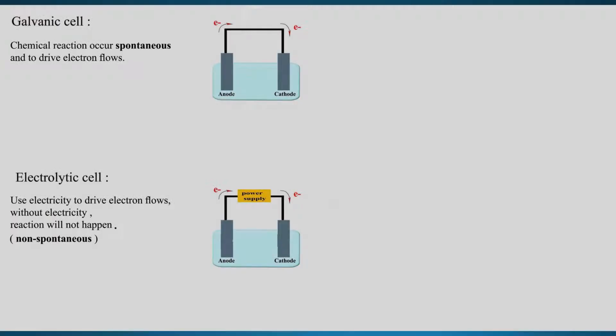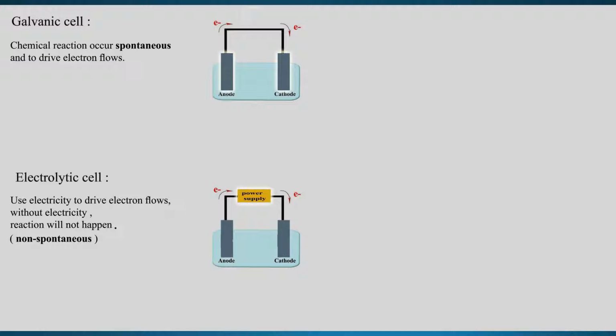Electrolysis. Galvanic cell and electrolytic cell. What's the difference? The top one, galvanic cell: this chemical reaction occurs spontaneously and drives the electron flow. What do I mean by that? The electrons flow because of the anode, a more reactive metal, flowing to the cathode, the least reactive metal. Because of the difference, it drives the electron flow.